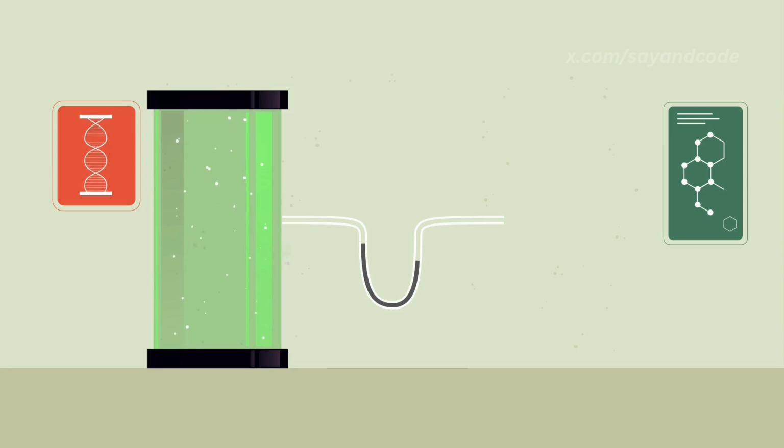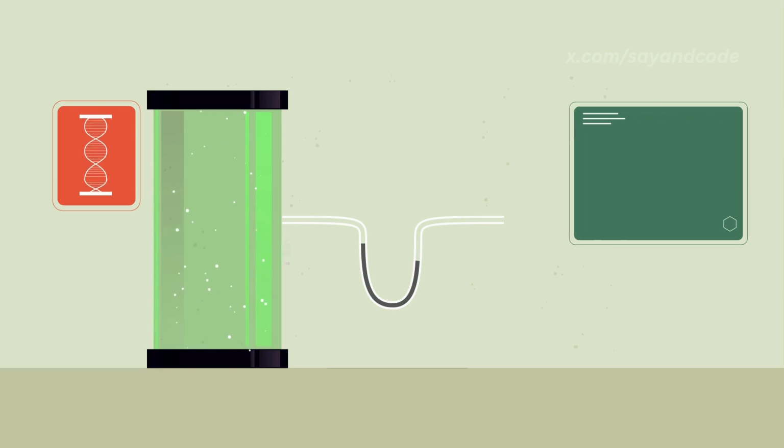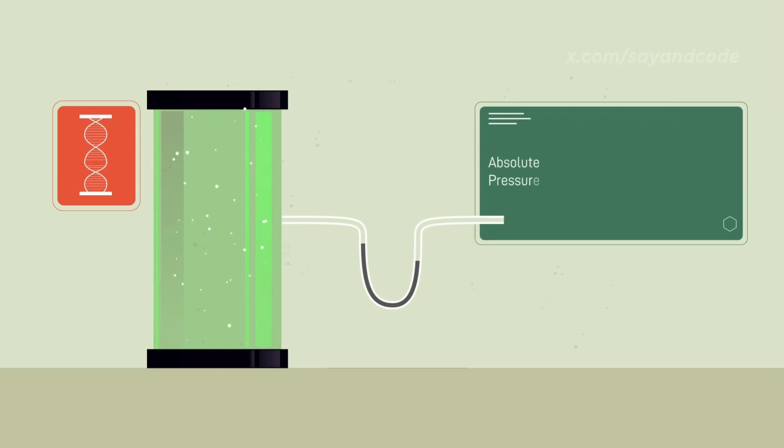By using both these devices together, we can find out the absolute pressure of a system using the equation: absolute pressure is equal to the atmospheric pressure plus the gauge pressure, or minus the vacuum gauge pressure. So, the absolute pressure is equal to the barometer reading plus or minus the manometer reading.